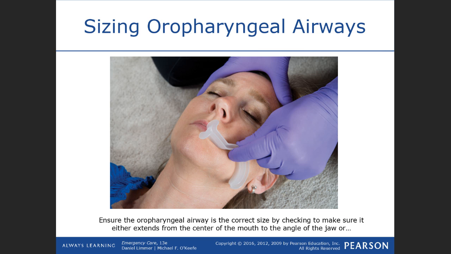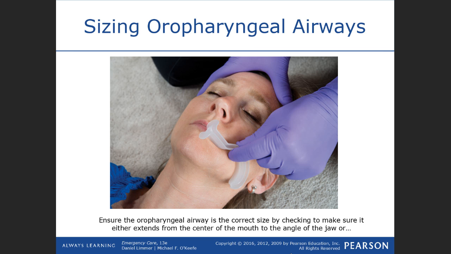In measuring, we measure from the corner of the mouth to the earlobe or angle of the jaw. So it's a corner of the mouth to the earlobe or angle of the jaw in the position of function. So this is what we would consider the position of function, how the device will fit when inserted correctly. This is how you're going to measure.